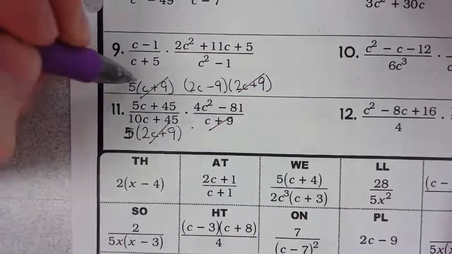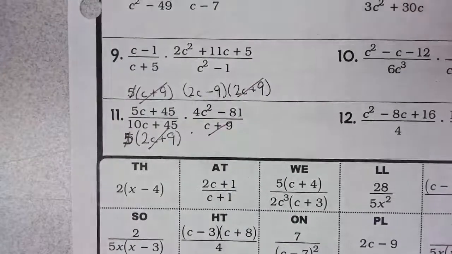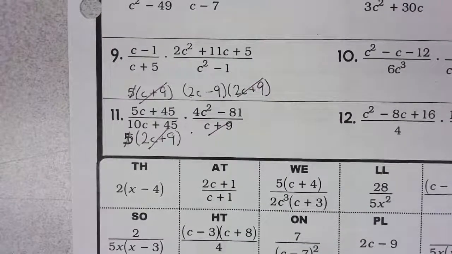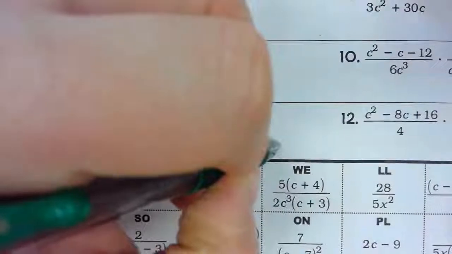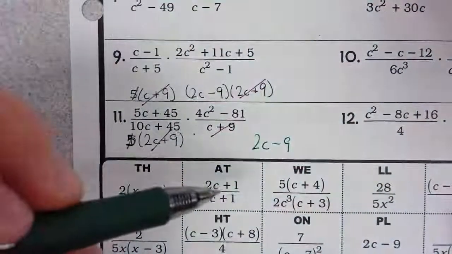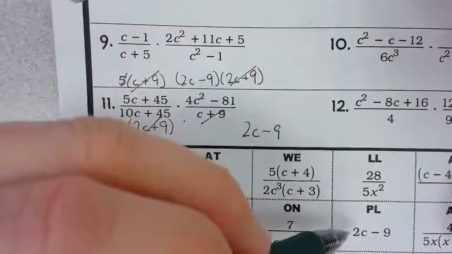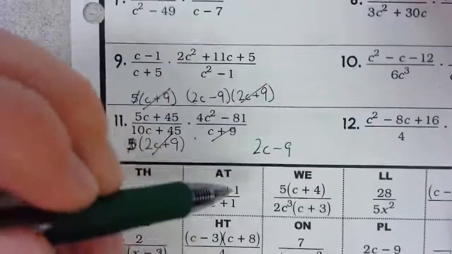It looks like I also have a 5 there on top and bottom, both on the left. So what do I have that's left? It looks like there's just a 2c, excuse me, minus 9, and if we notice right here in part L, that is the answer choice right there.